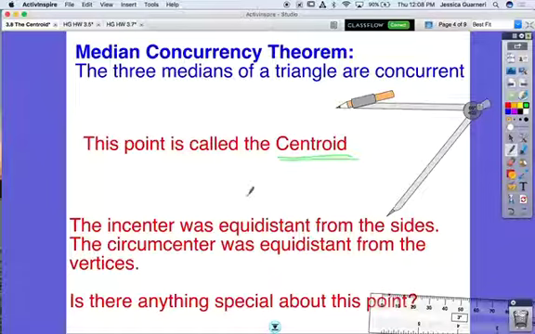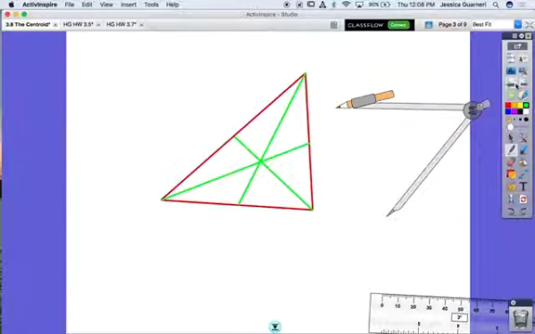The incenter was equidistant from the sides. We already did an example of that today. The circumcenter was equidistant from the vertices. Is there anything special about this point? Now, we're going to go back and just look at it. This right here is showing us three medians. They're all meeting at one point called the centroid.